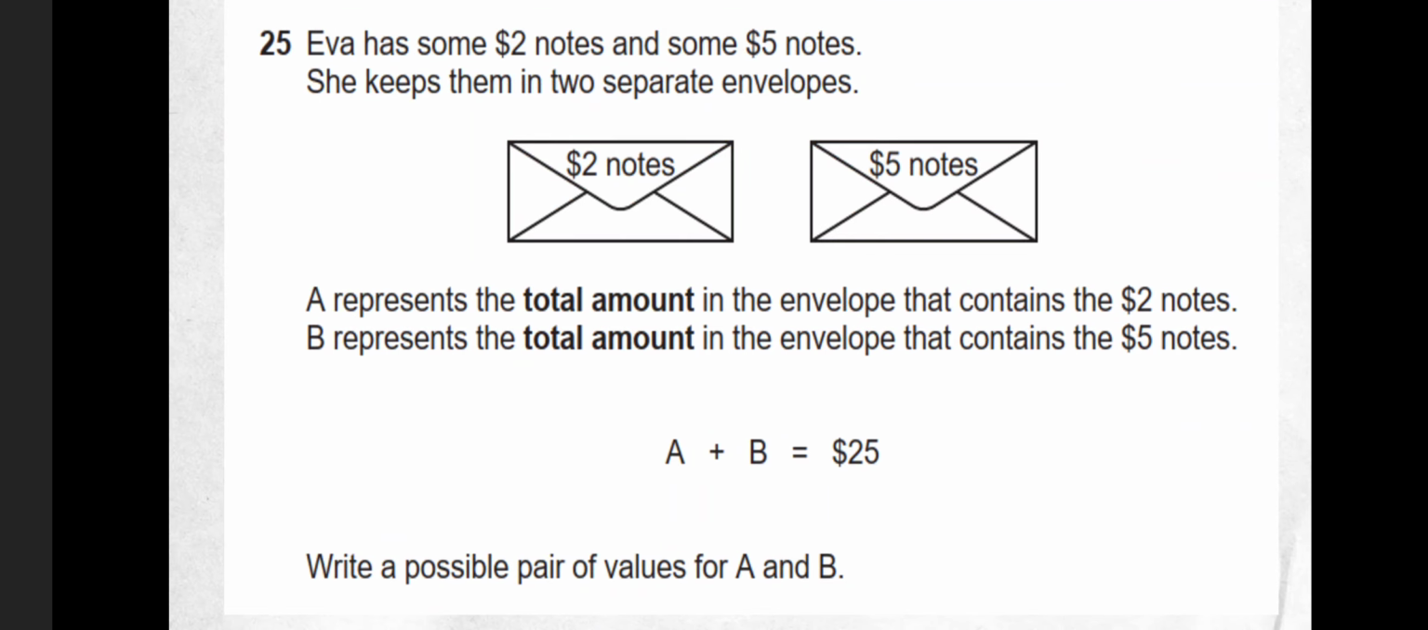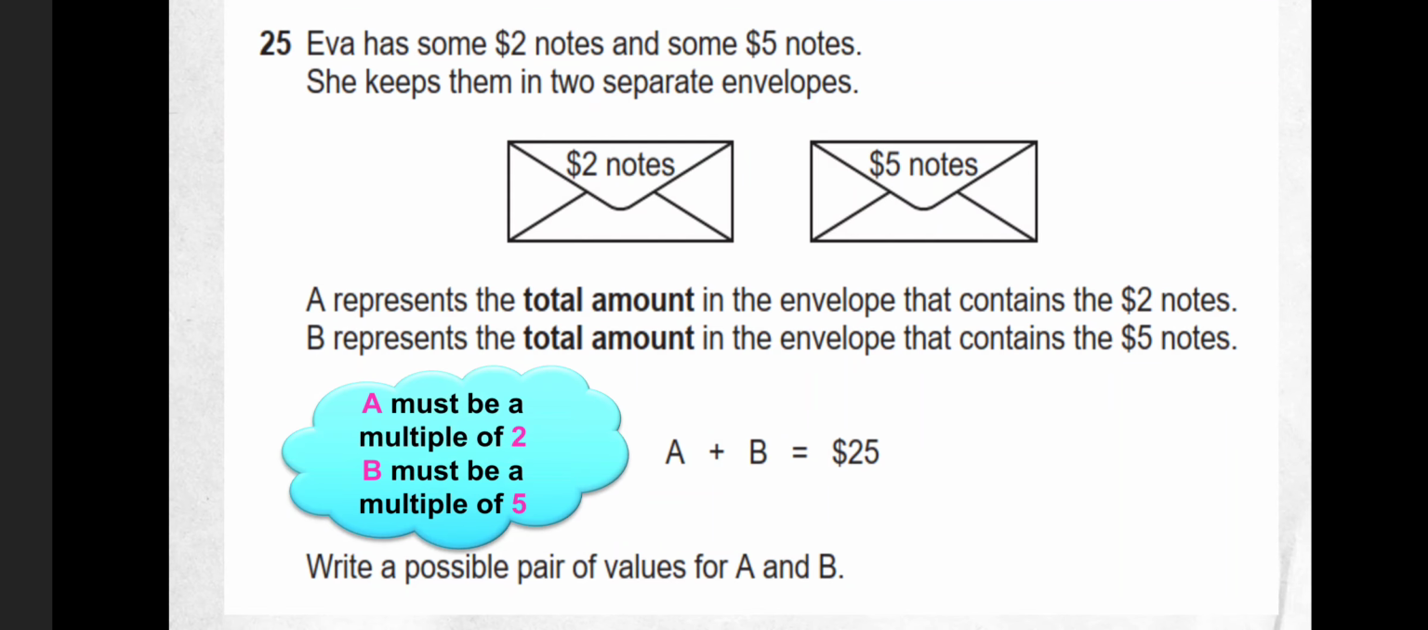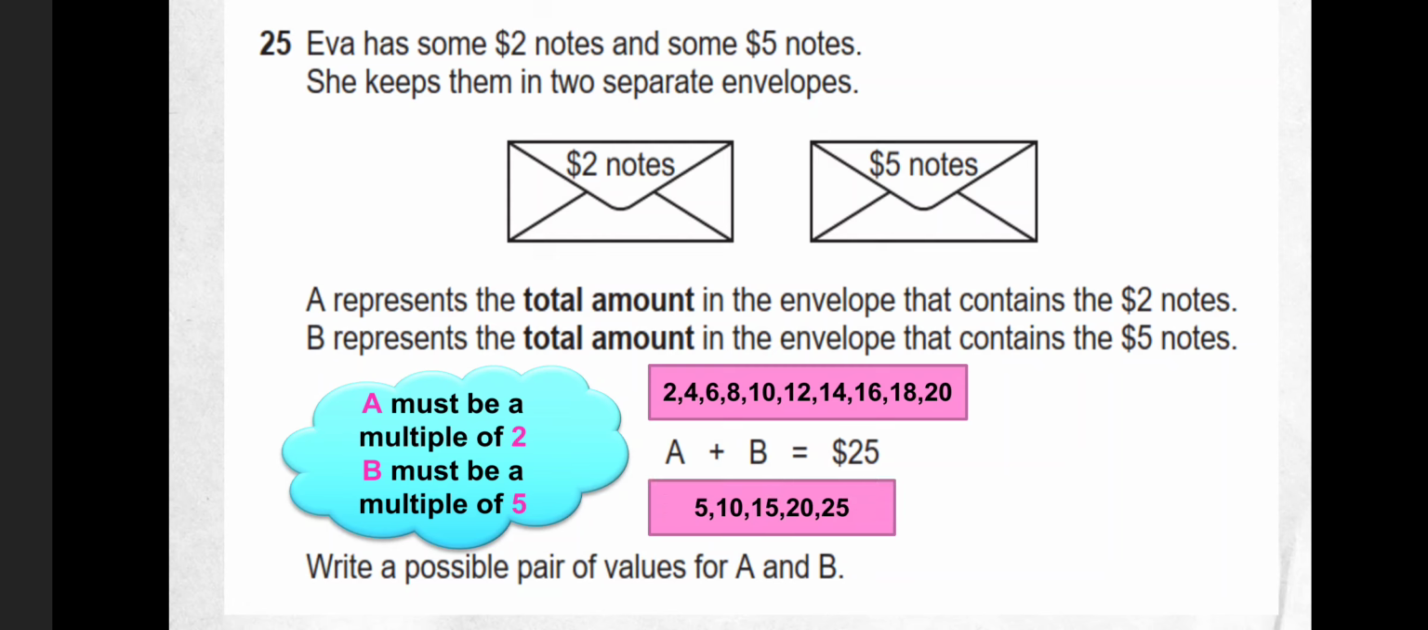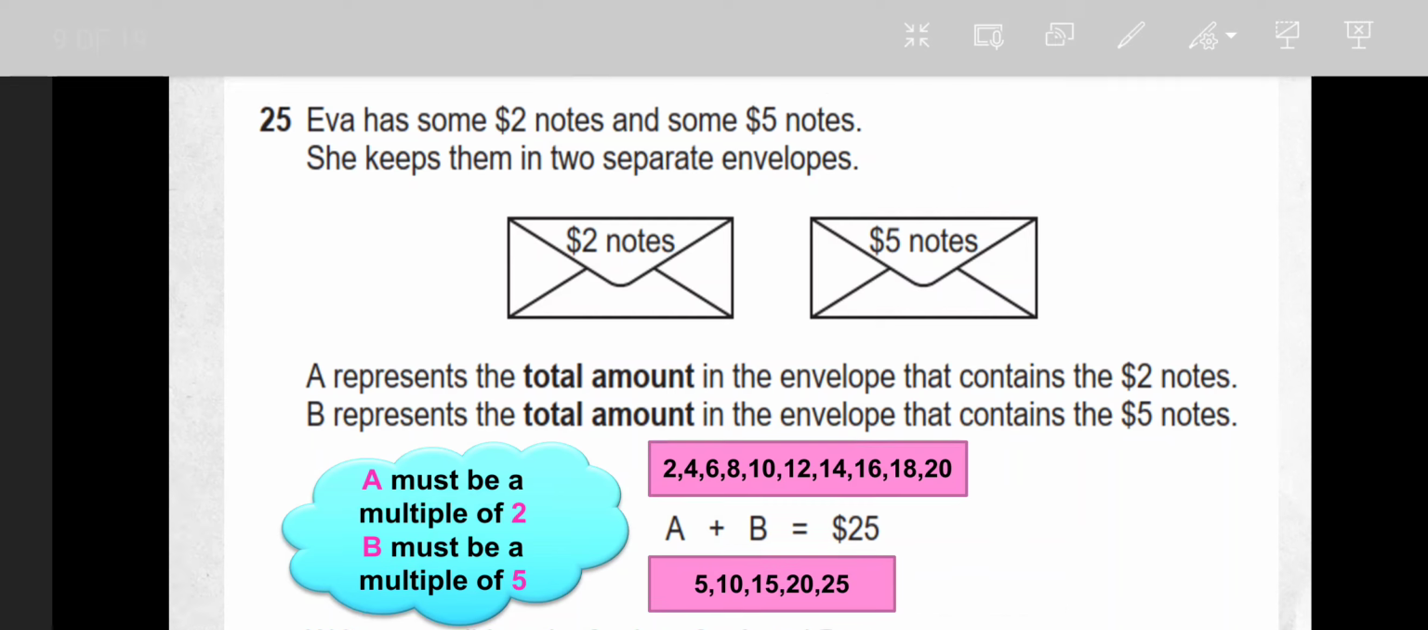So let's try. A must be a multiple of 2 and B must be a multiple of 5. Multiples of 2: 2, 4, 6, 8, 10, till 20. And multiples of 5: 5, 10, 15, 20, 25, and so on. Which number should I choose for A? For example, if I choose 10 for A, it will be 15 for B. If I choose 20 for A, it must be 5 for B. I need both to add to 25.